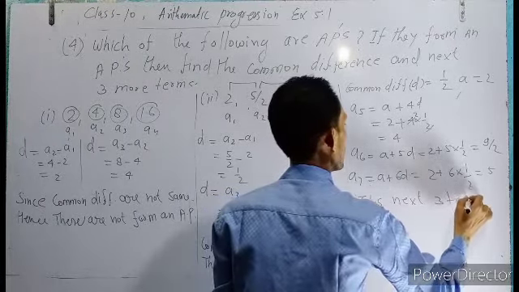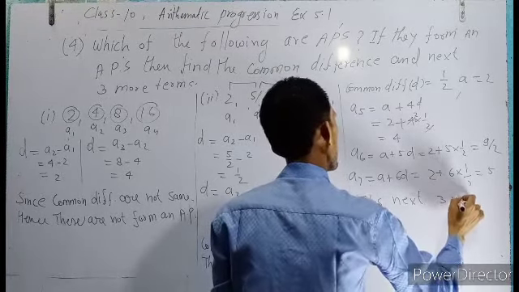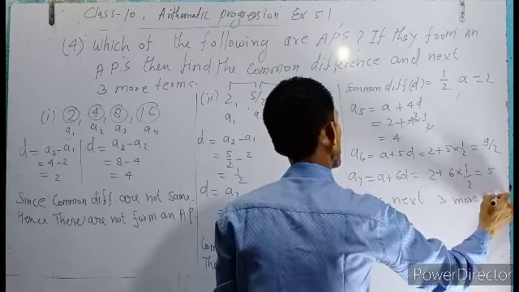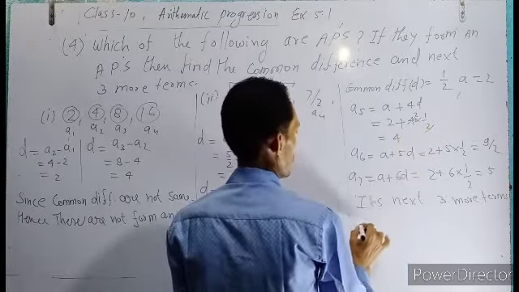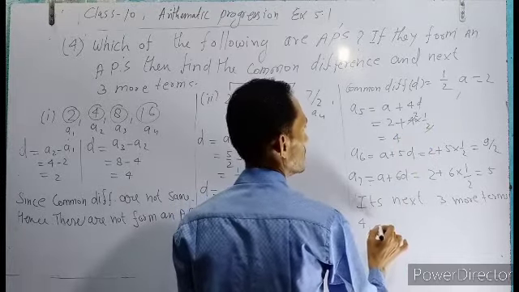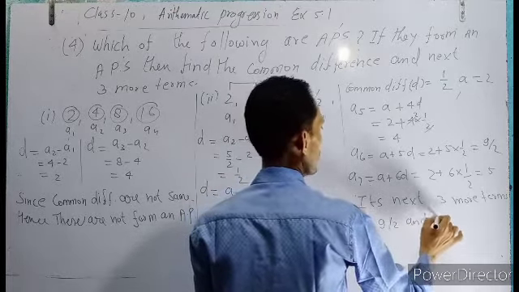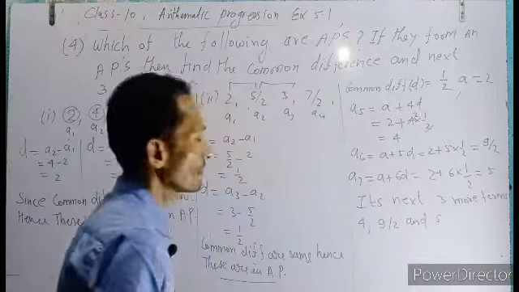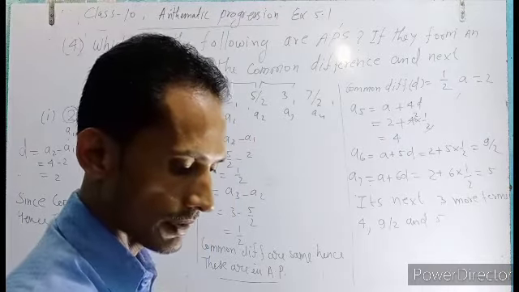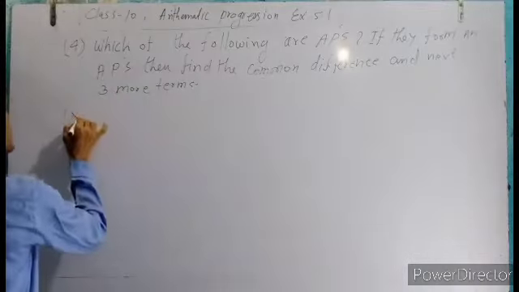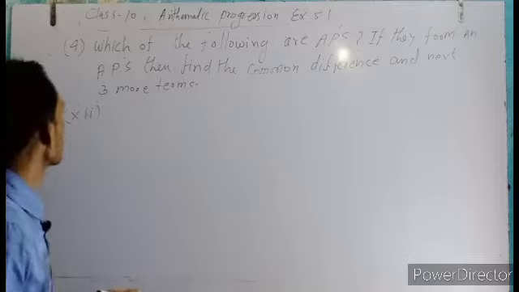The next 3 terms will be 4, 9 by 2 and 5. Okay, in this way we have to find out the next terms. Similarly, you can find the remaining parts, the same as I have done. The remaining parts you can do yourself.